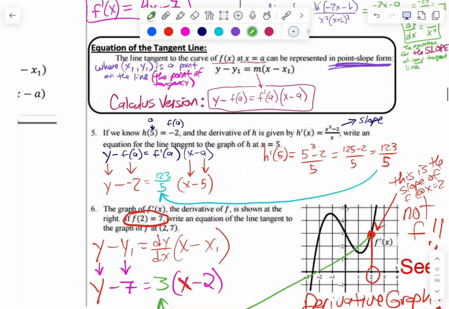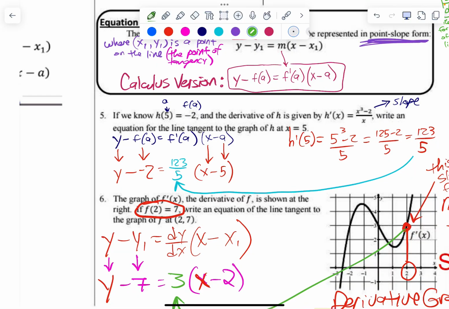If we go back to this one, go there with me. If we did Leibniz notation, it would be dh dx evaluated at x equals 5 equals 123 over 5. Okay? Our function in this case was h. dh dx, that's the Leibniz notation for the slope, or the derivative at that point. We evaluated it at 5, and we got, this is work over there, we got 123 over 5. Okay? We already did the Lagrange notation here, so we don't really need to show that also.